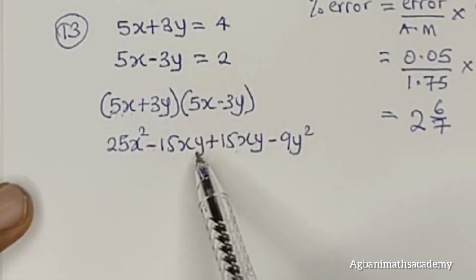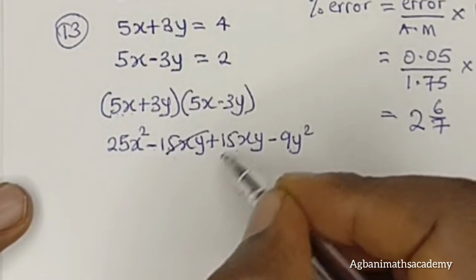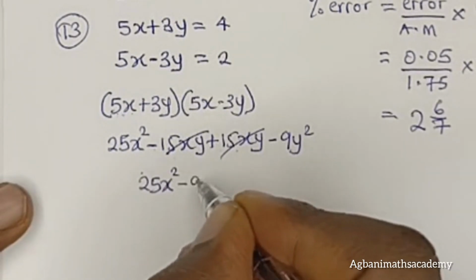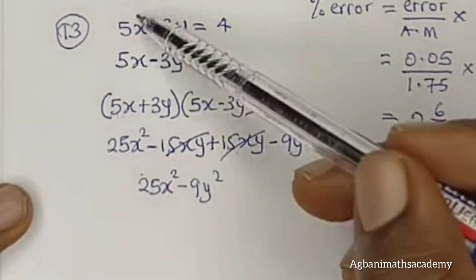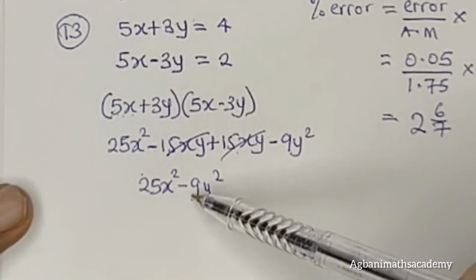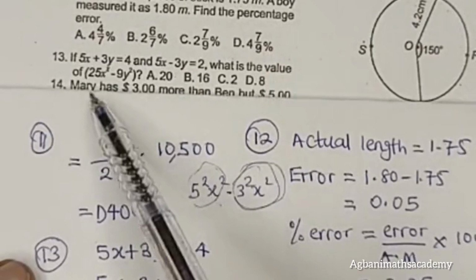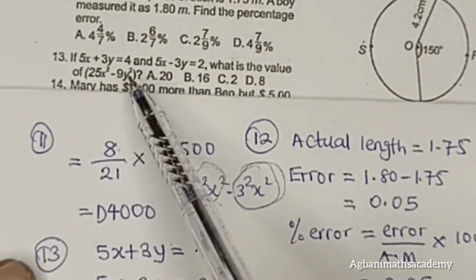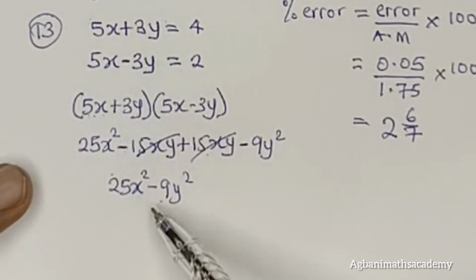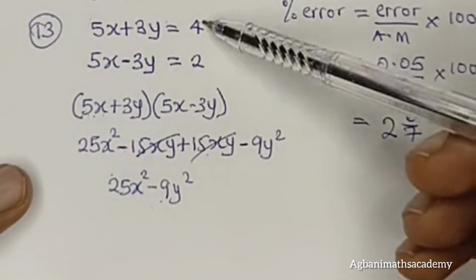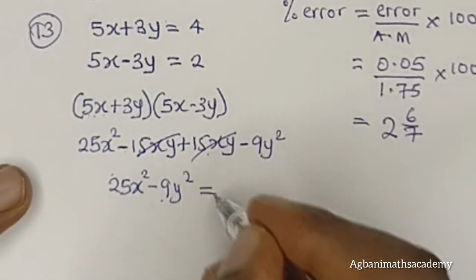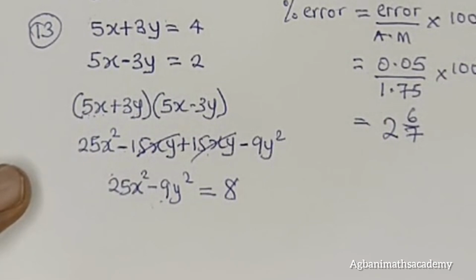So minus 15xy plus 15xy will cancel each other out. So we have 25x squared minus 9y squared. We can see that the left side of this equation multiplies to give you this value, and that is what we are told to find: 25x squared minus 9y squared. And we saw that we multiply the left sides of the equation to get that value. This means we simply multiply the right side of the equation. 4 multiplied by 2 gives us 8. So that's the answer, 8.